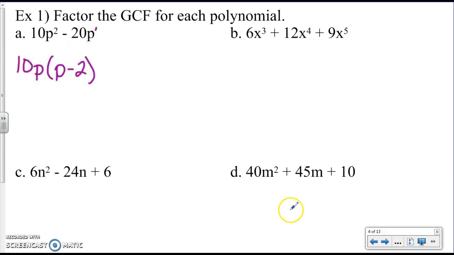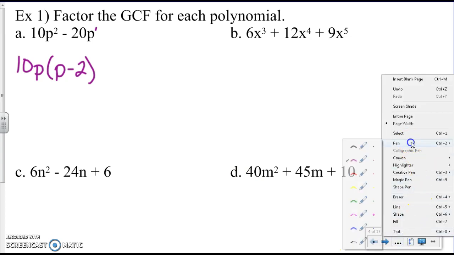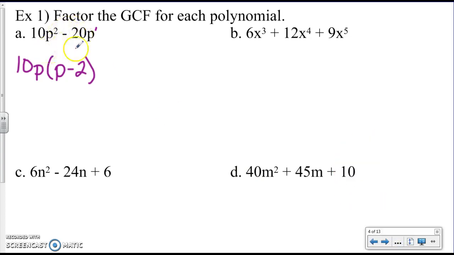Now to check this, which you don't have to show me, but you can still do it in your head, you just need to distribute. So 10p times p is 10p squared. 10p times negative 2 is negative 20p. This is the original problem, so I'm in pretty good shape. So this is just our check step.